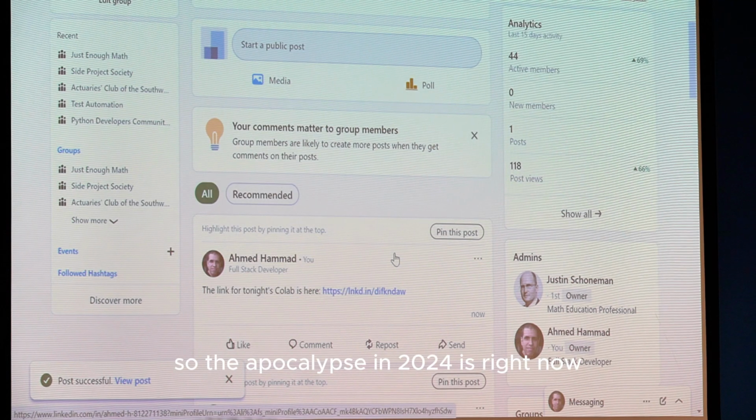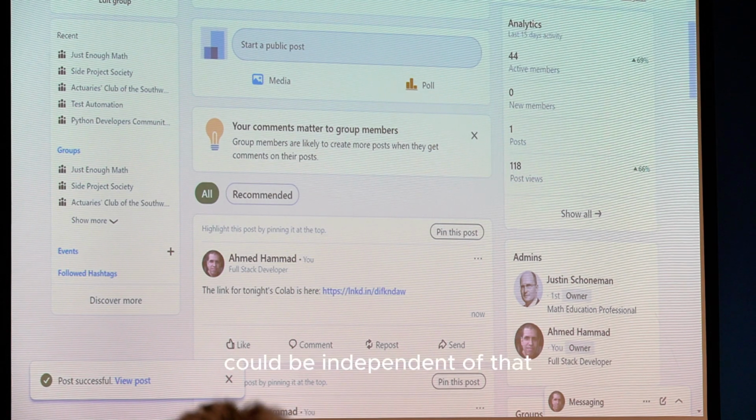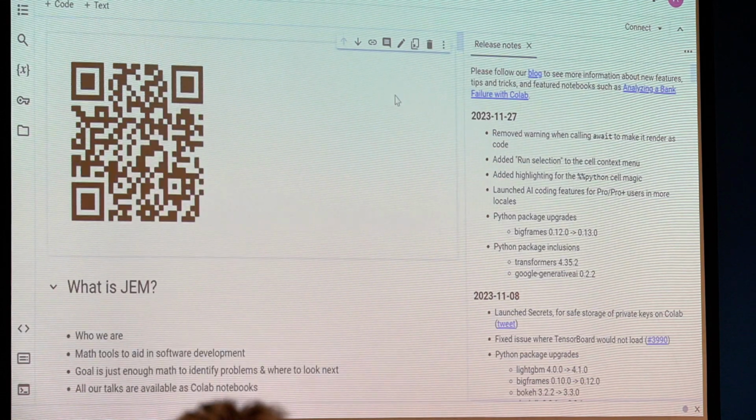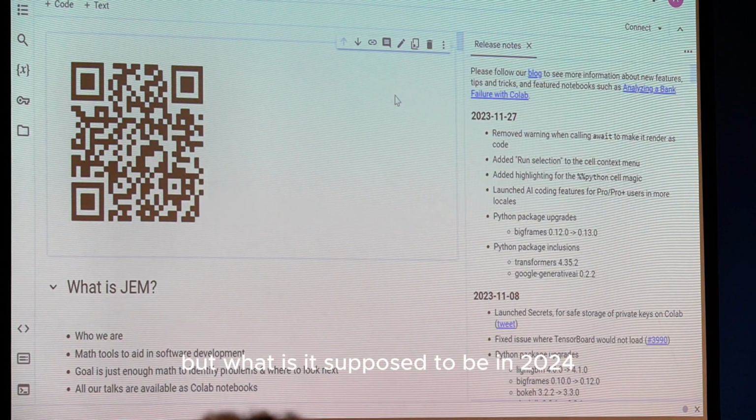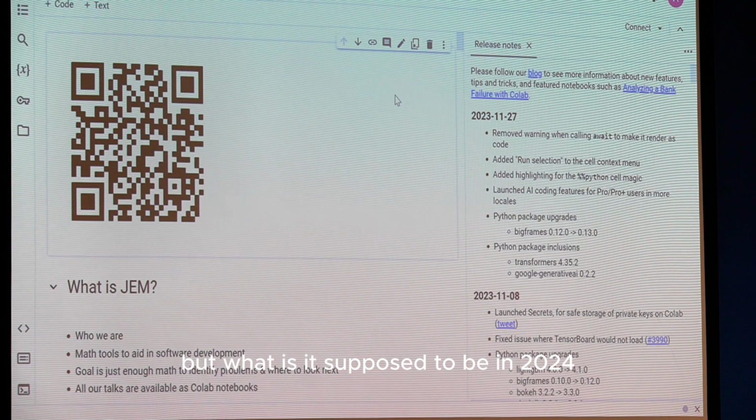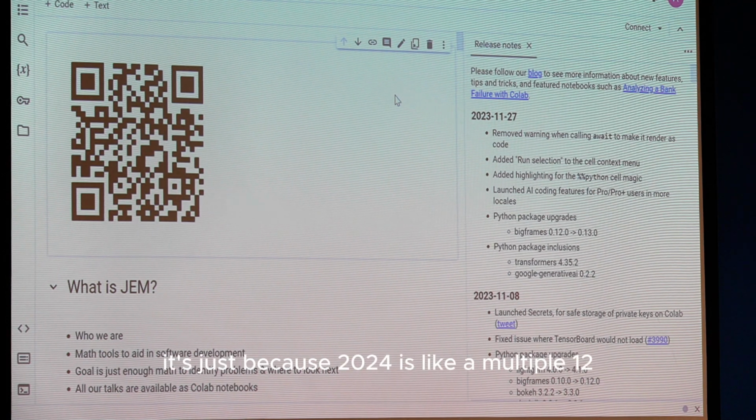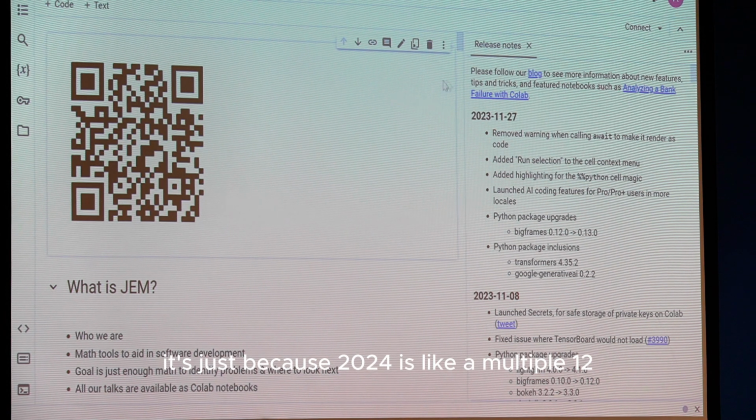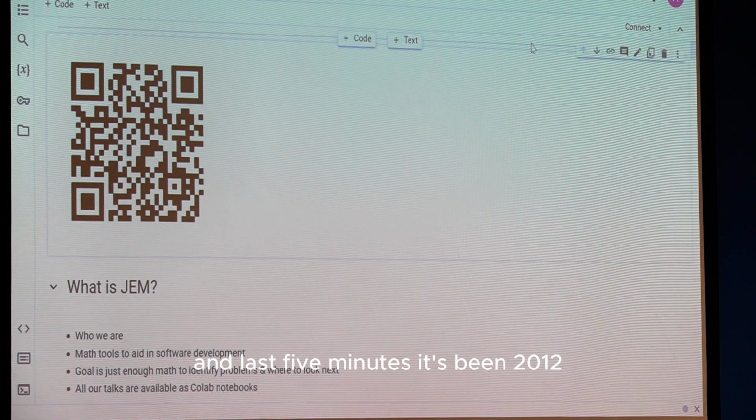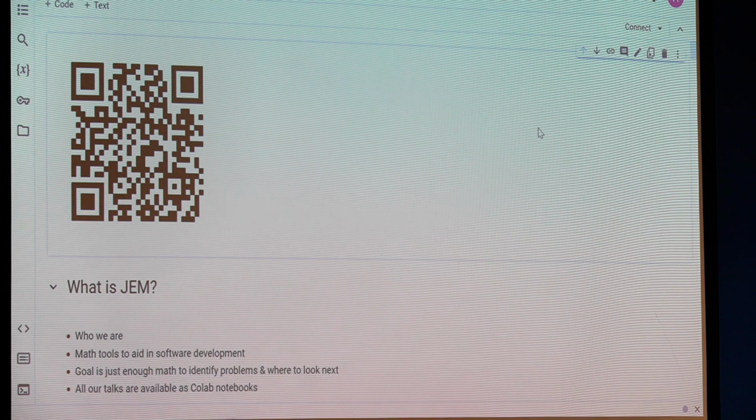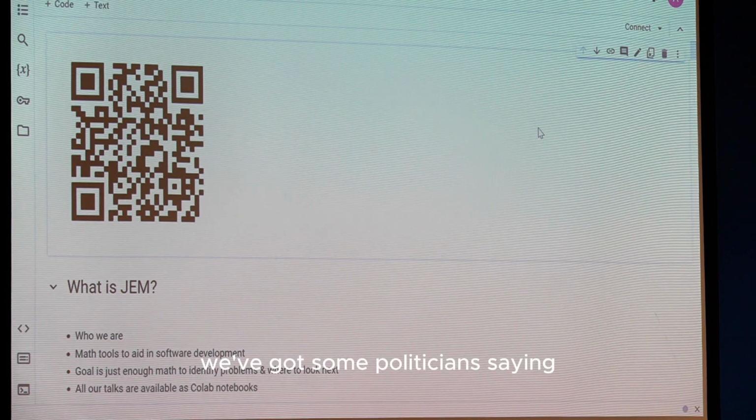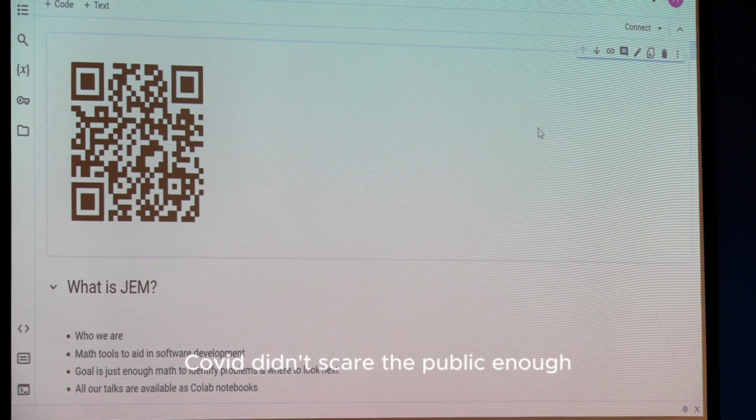So the apocalypse in 2024 might not happen. That could be an independent event, could not be impacted by that. I don't know. But is it supposed to be in 2024 because of quantum computing? Or is it just because 2024 is a multiple of 12 and the last apocalypse was supposed to be in 2012? We've got some politicians saying COVID didn't scare the public enough.